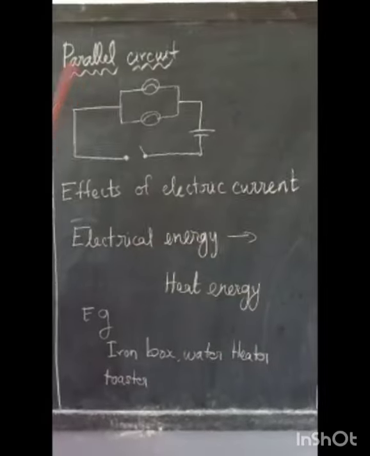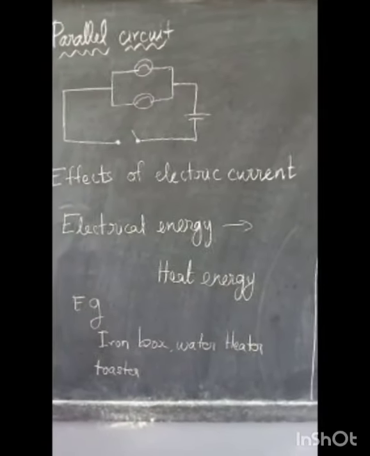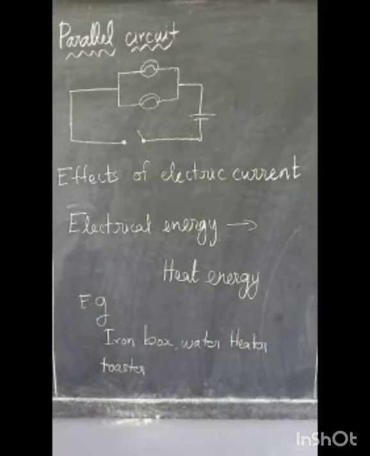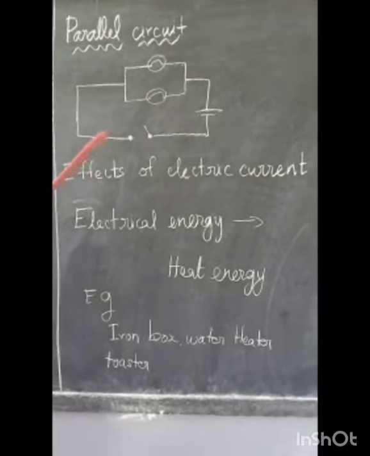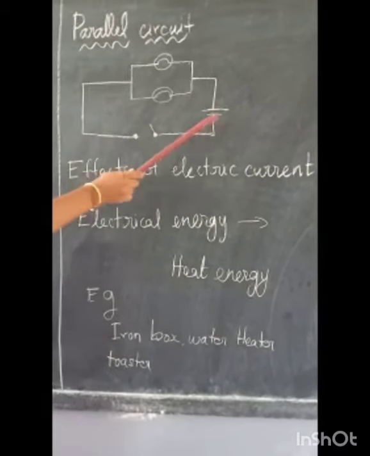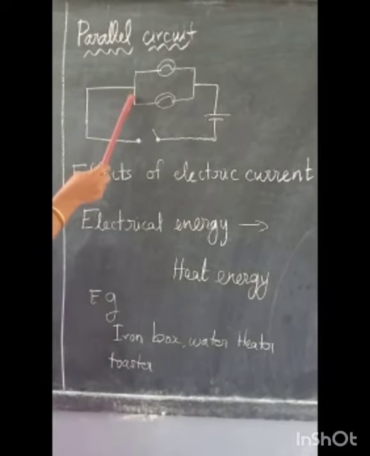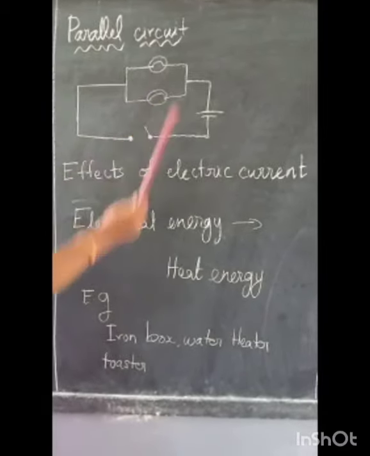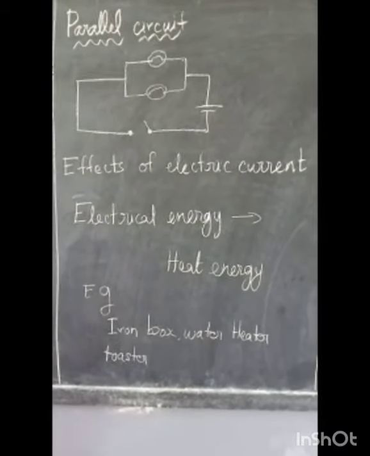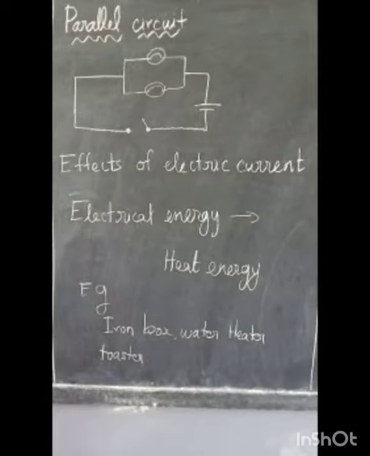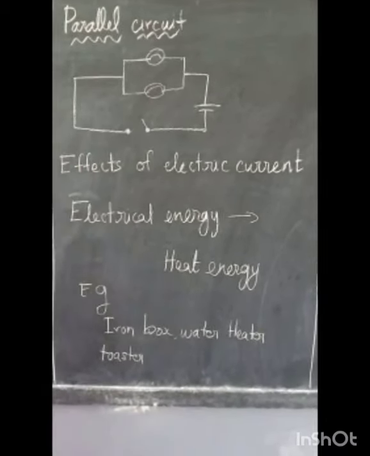Next students, parallel circuit. Already we have seen the series circuit. This is nothing but a parallel circuit. In a parallel circuit, the components are connected to the EMF source in two or more loops. This is the first loop and this is the second loop. In a parallel circuit, the sum of the individual currents in each of the parallel branches is equal to the main current.